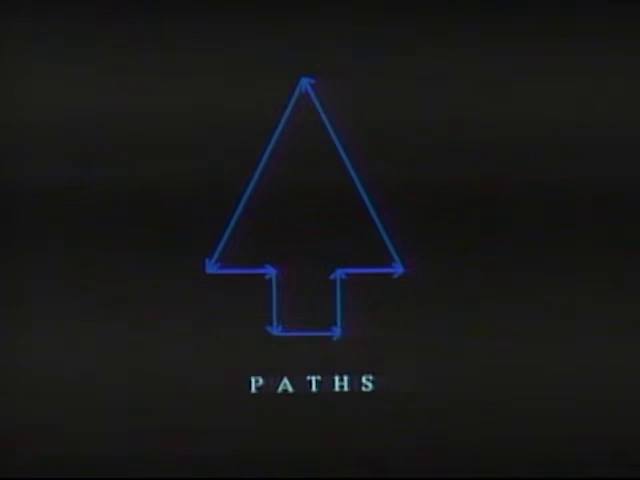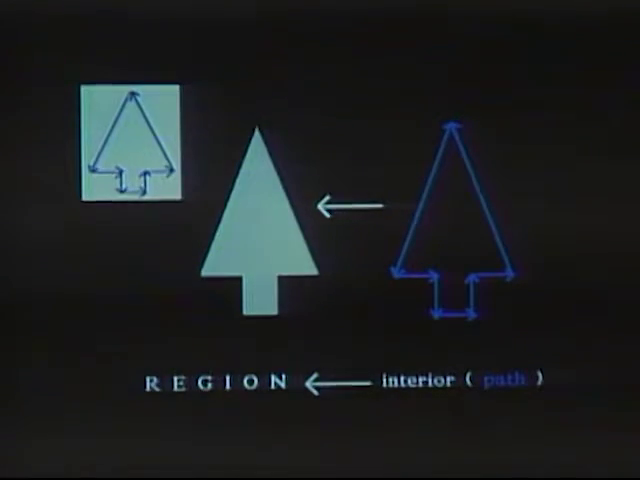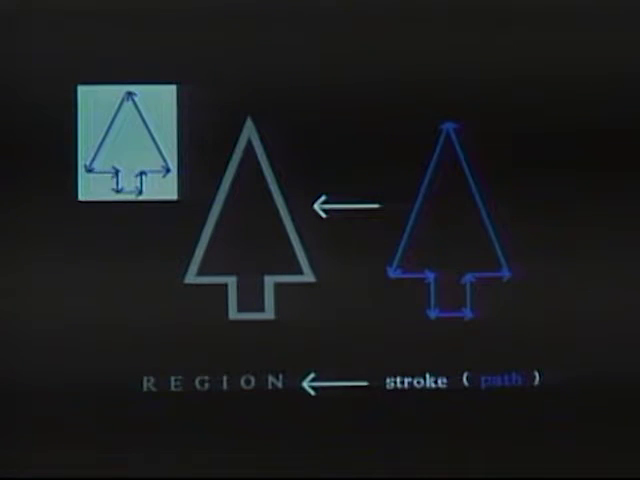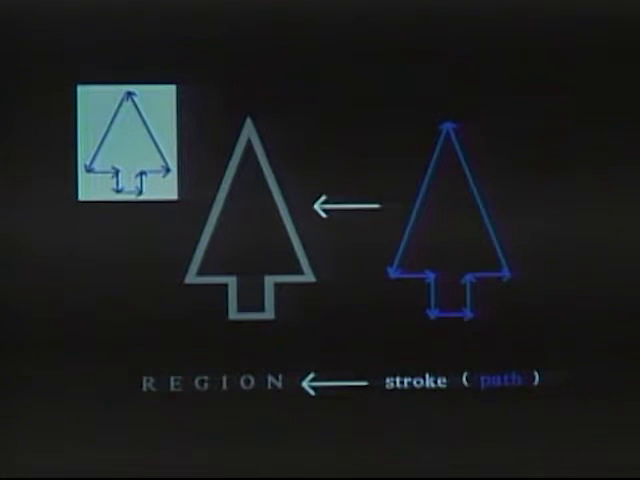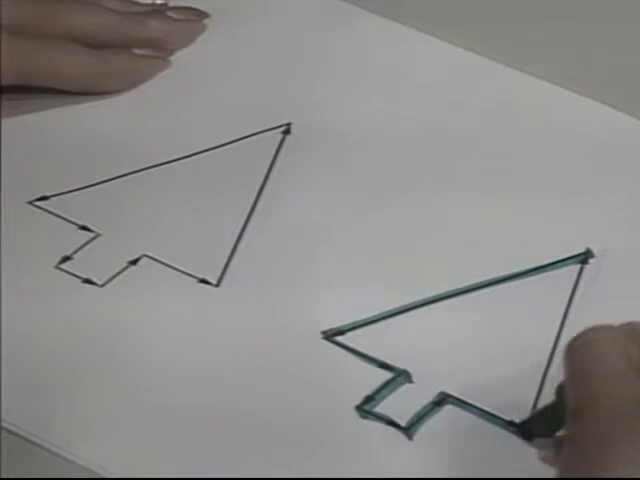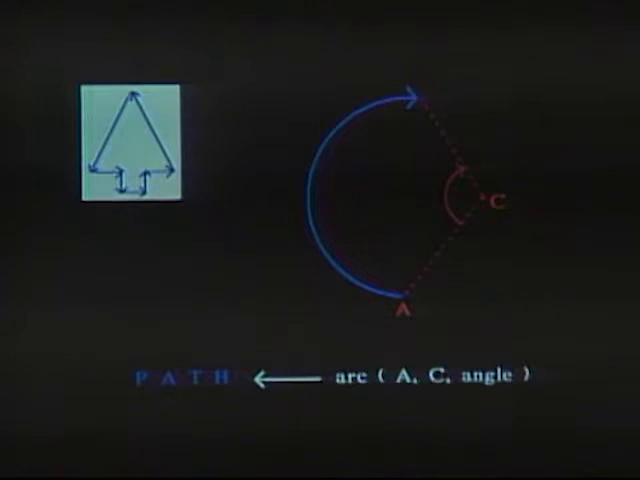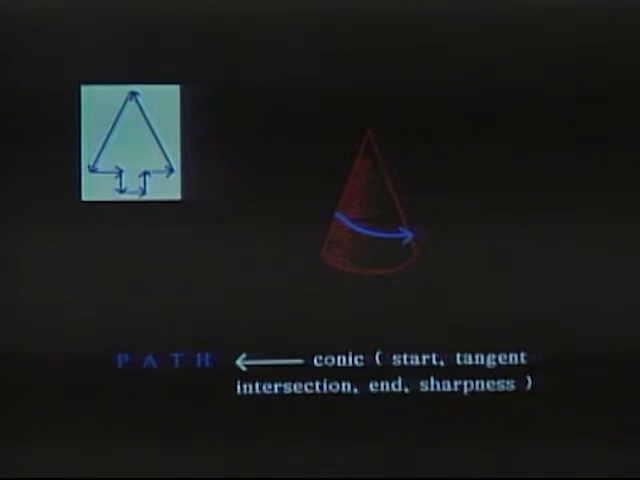A path is a one-dimensional set of line and curve segments. One way to use the path is as a boundary, where the region is the interior. A second way to use a path is as a trajectory for a pen stroke, where the region is an area swept out by the pen. A path itself is made up of segments: straight lines, circular arcs, or conic sections.